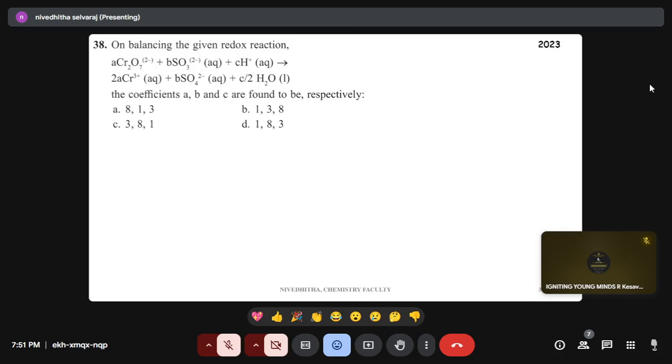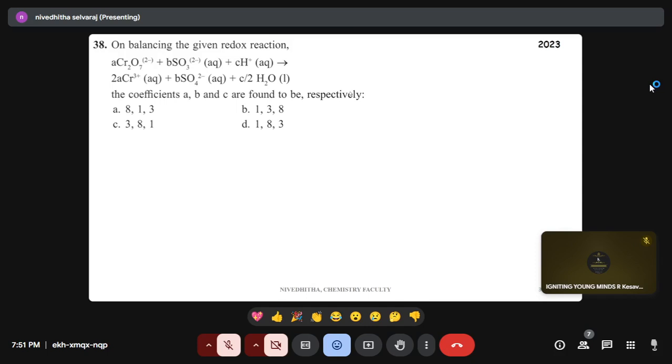is very easy. So we know the method to balance the redox reaction, right? So normally we'll be using half reaction method. So by using half reaction method, please balance the given equation and find the coefficients A, B, and C.